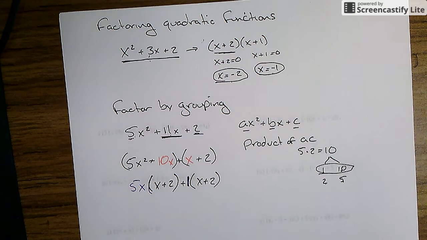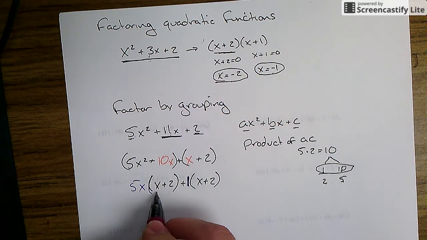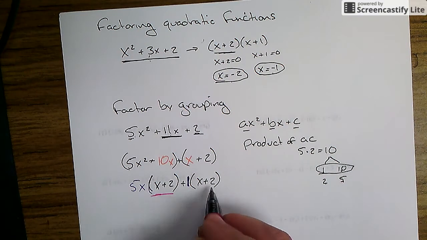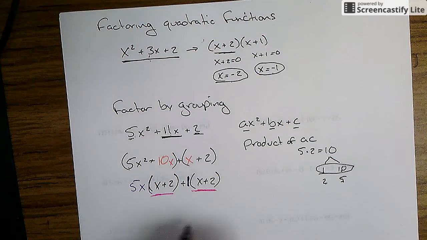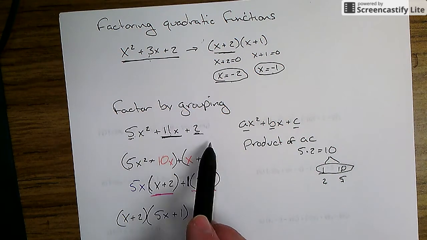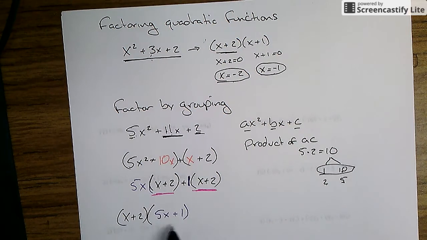Now, if we look at this, we have this 5x times x plus 2. We have this factor x plus 2. And then we have this 1 times x plus 2. We have this expression x plus 2 here as well. So we can factor out this x plus 2 and bring it to the outside, x plus 2. And what we have left on the inside is our 5x plus 1. And now our quadratic 5x squared plus 11x plus 2 is factored into x plus 2 and 5x plus 1.